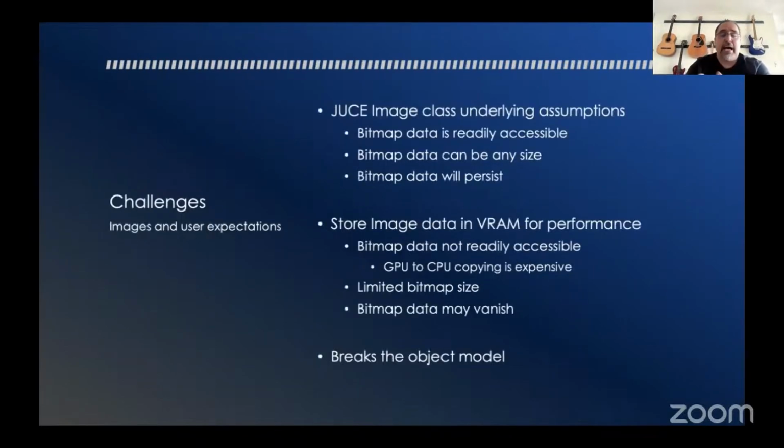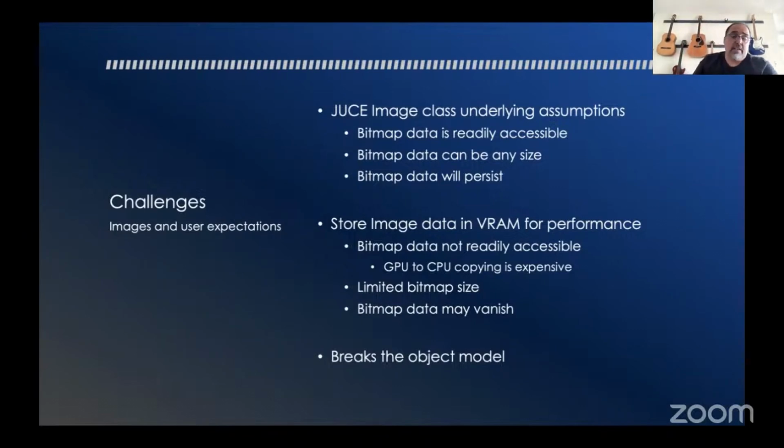And I think in this particular case, we ran into the circle ellipse problem with the JUCE image class. The JUCE image class, the contract with users, has a few underlying assumptions that people are used to, which is that they can readily access the bitmap data because the bitmap data is just an array of pixel values in the CPU. The bitmap data can be any size because it's just, again, an array in your CPU RAM. And the bitmap data will persist. It won't just vanish. However, with Direct2D, the performance benefits of storing the image data in VRAM, in the GPU, are enormous. We saw that earlier with the demo. But it violates all those rules.